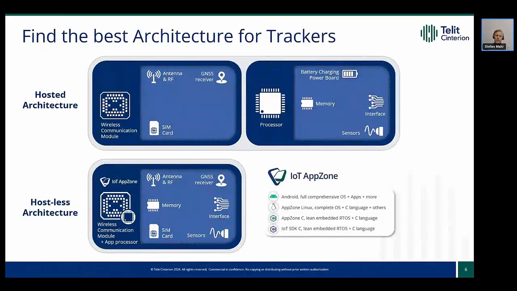So now let's look inside an IoT tracker device. Here you see two typical architectures of such a device. On the top, you have what we call a hosted architecture. Next to the communication module, you have a host board with an extra processor that is running the tracking application. The cellular module is only used as a modem to transmit and receive data, but the logic runs on a separate processor of the tracking device.